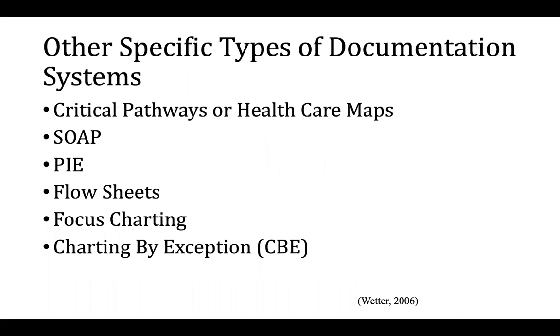Other types of documentation systems. So there are critical pathways or healthcare maps. And so we'll talk about those in a second. There are SOAP notes, PI notes, flow sheets, focus charting, and charting by exception, or CBE. And so we'll talk about these and just give you a brief overview, and then we'll be specifically working on SOAP notes, burp notes, focus charting, and narrative notes in this course.